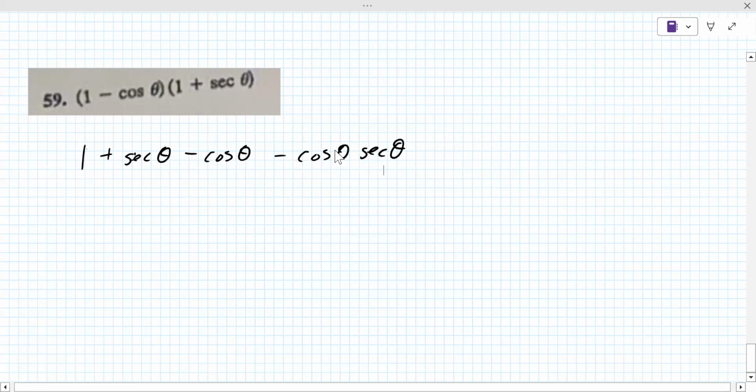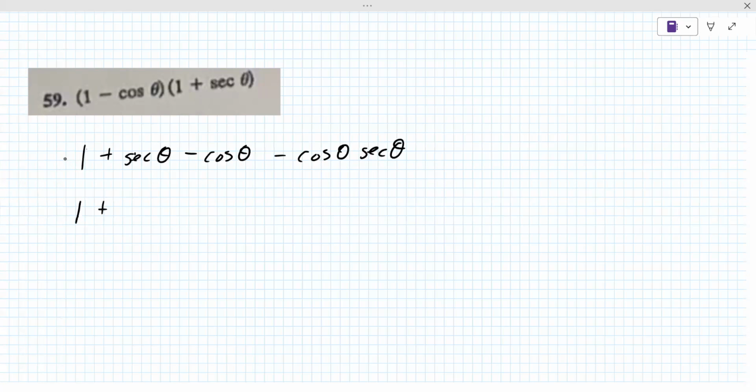So what we have here now after you foil is more like one of the first few problems we were doing, where you want to turn everything into sine and cosine. Okay. So for example, you might write 1 over cosine theta for secant. And then for this, cosine theta times secant theta is cosine theta times 1 over cosine theta.